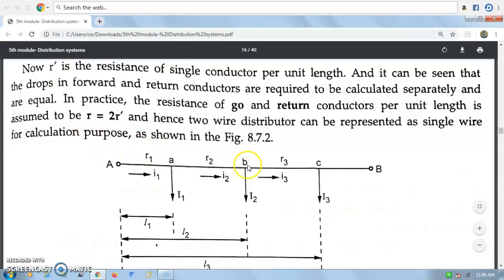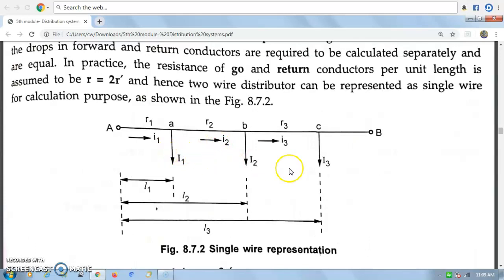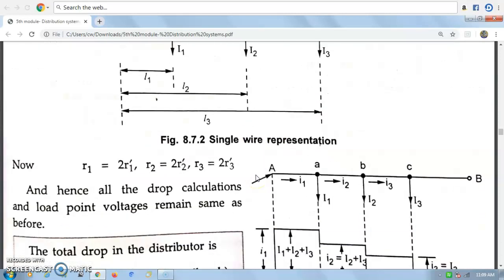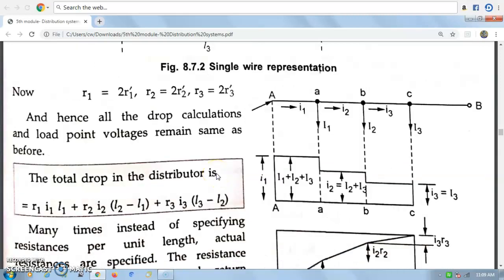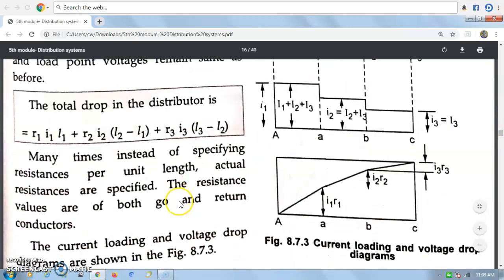If you have two wires, you can take a single wire representation. Take here R1, R2, R3, where R1 is equal to 2R1 dash, R2 is equal to 2R2 dash, R3 is equal to 2R3 dash. You have to consider the return path also. The two-wire network we have to draw in the single wire representation. We have not drawn the load and also the return path here. The total drop is nothing but the summation of each section drops. Add all the drops in each section from A to B. That is the total drop here.